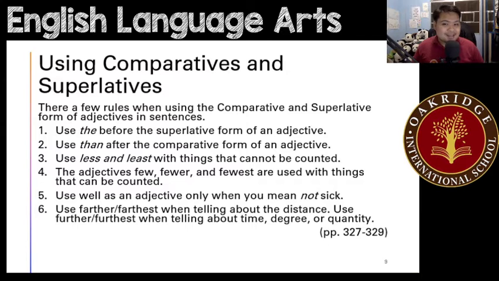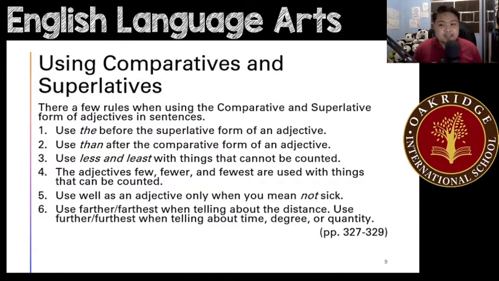Next, use "than" after the comparative form of an adjective. So, for example, when you're using the comparative form like bigger, that's bigger than, smaller than, prettier than, smarter than. Okay. When you're using less or least, you use them for things that cannot be counted. And for adjectives like few, fewer, and fewest, these are used for things that can be counted.